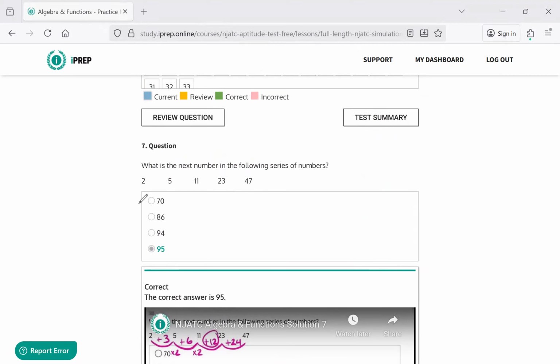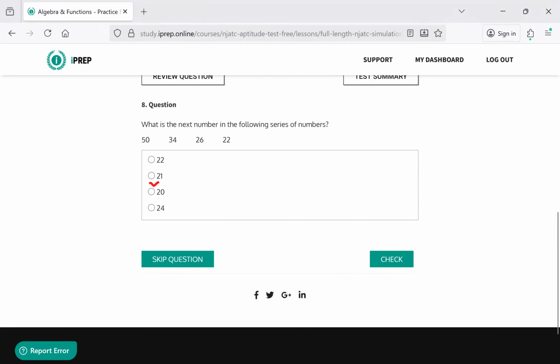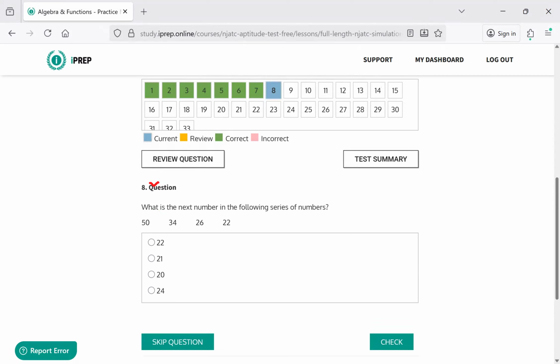Number 7 was the next number in the following numbers. We have 2, 5, 11, 23, and 47. So yeah, I don't think it's geometric or arithmetic. Let's see. From 2 to 5. Oh, sorry, this is the same problem. I didn't say next. That's why. But that's correct. Okay, this is the next problem, now question 8.